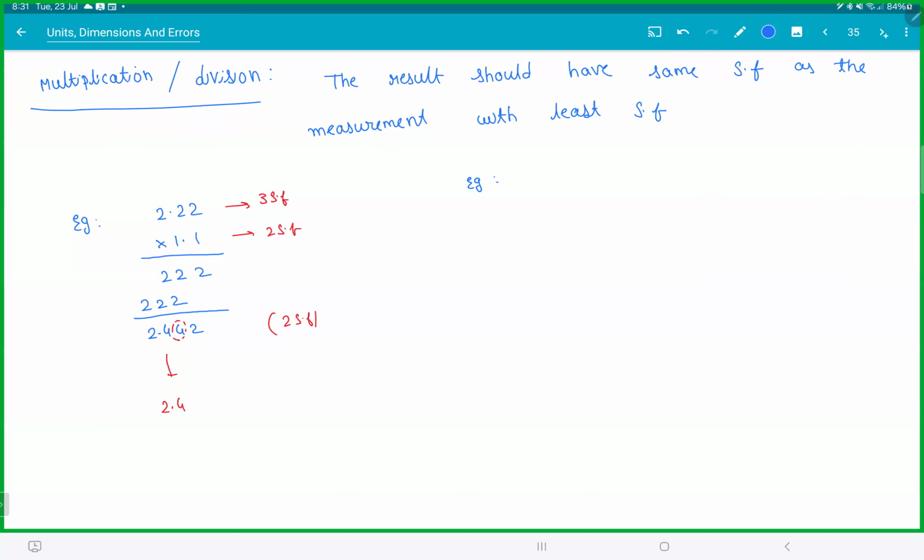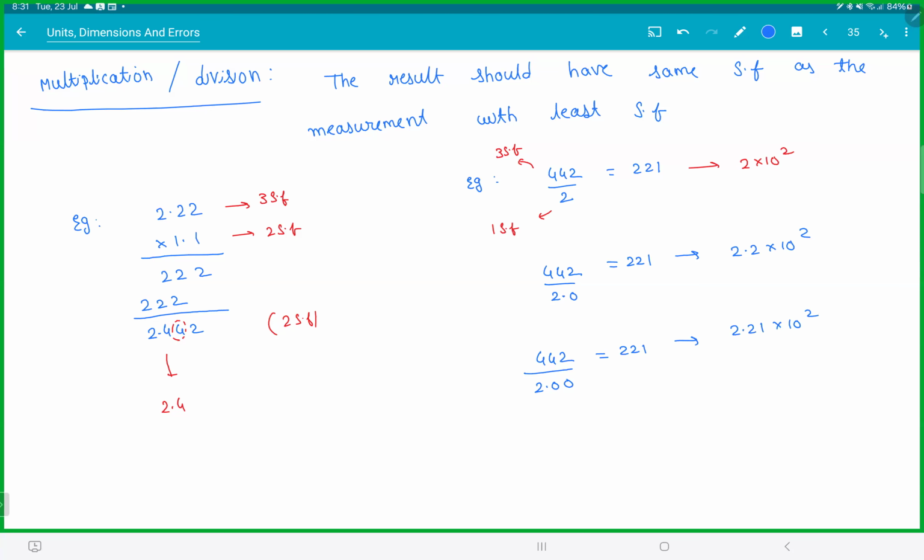Example, let me show you one more. If you have 442 by 2, this is 221, but this has 1 SF. This has 3 SF. So your final answer should have 1 SF. So I'll round this off to 2 into 10 square. But the same thing, if you told me 442 by 2.0, then I will write this as 2.2 into 10 square. If you tell me 442 by 2.00, then I'll write this as 2.21 into 10 square. Did you see how it changed?